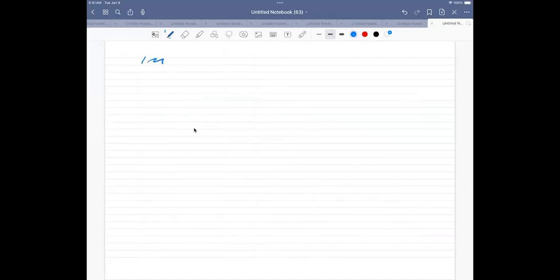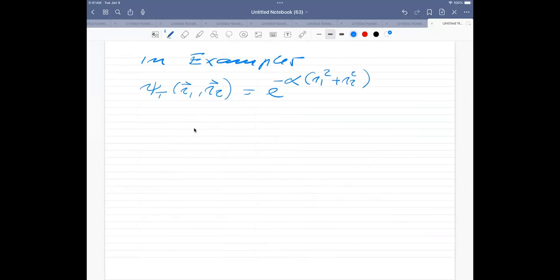So in the examples, what I have done is to assume that this trial wave function is now given by a harmonic oscillator, which has a variational parameter, R1 squared plus R2 squared. And then it's multiplied with a function which goes like e to the power of a of Rij over 1 plus beta R12. This is a slightly more complicated function.